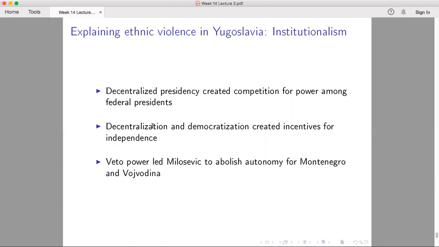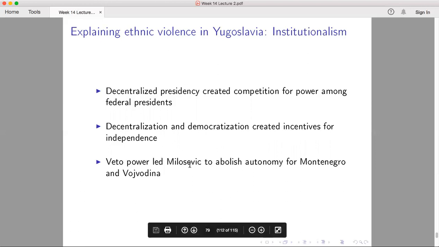Also, the decentralization that existed, as we saw, and the push for democratization in Serbia following the fall of the Communist Party created incentives for states to declare their independence. So because Croatia and Slovenia were doing so much better in contrast to the other republics, they actually had incentives to break away and create their own states, which kind of stoked ethnic fears and tensions.